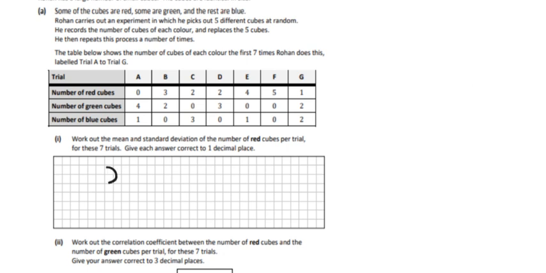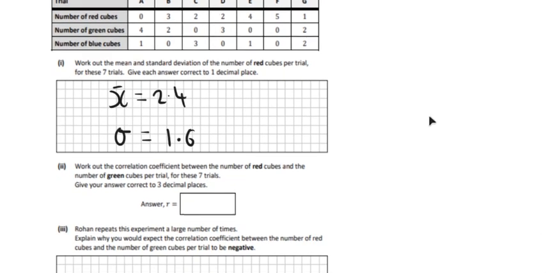So for the mean, it's the x with the little line above it, and we should get 2.4. And then for the standard deviation, you'll have to put in the values again and just hit standard deviation, and you should get 1.6. Or you could use the formula for standard deviation.